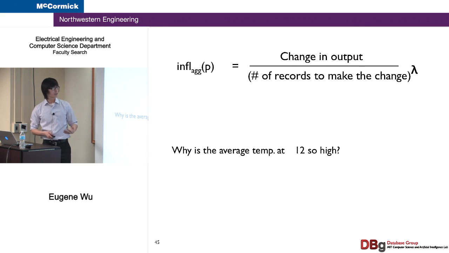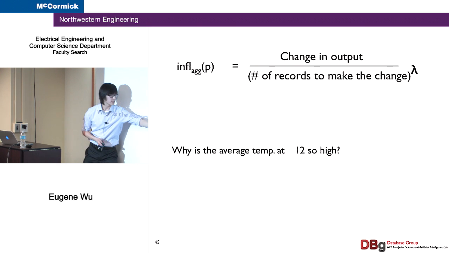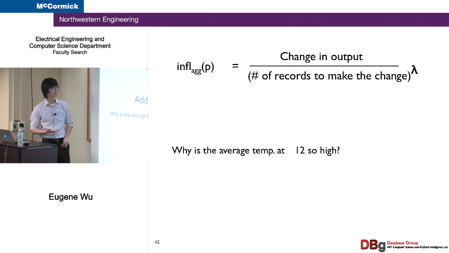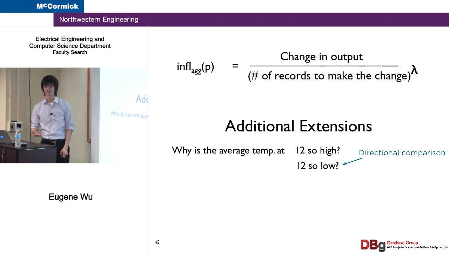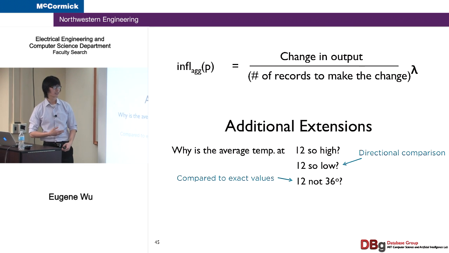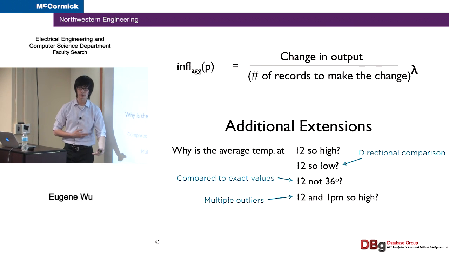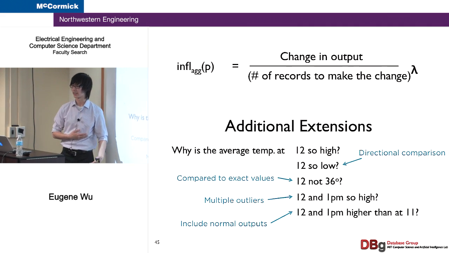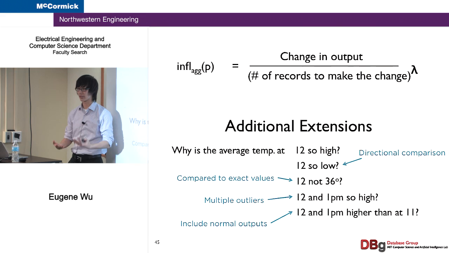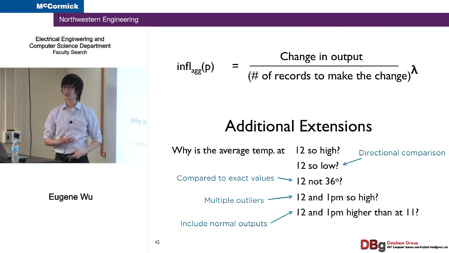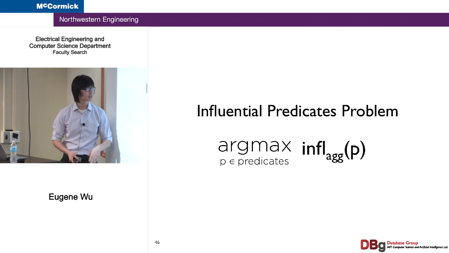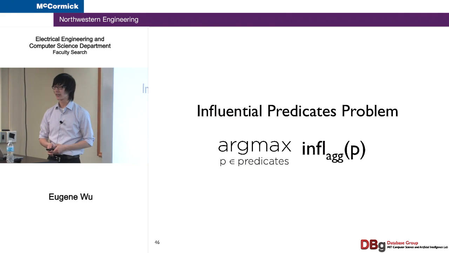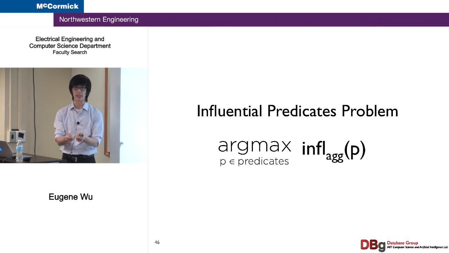And so this is the simplest version, right, which says for a single outlier, why was it too high? And then we've developed additional extensions to support directional comparisons. Why was this result too low? Why was it not an exact value? Supporting multiple outliers as well as multiple normal results that should not be influenced by the predicate. And all of these make this more complex. However, this gives you an intuitive understanding of what we're talking about. And by solving now the influential predicates problem of identifying the predicate that maximizes the score, we can then say, well, this is the predicate we can most blame.